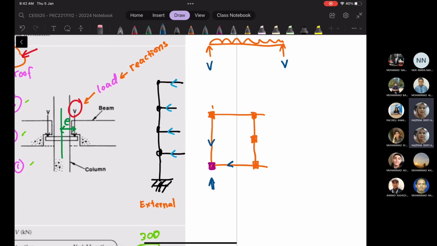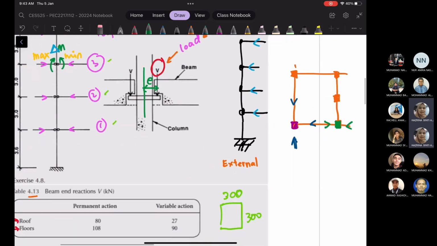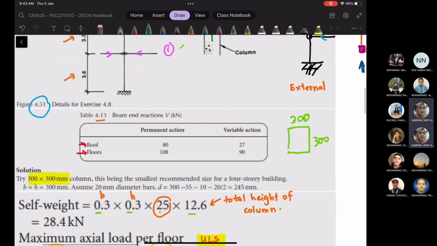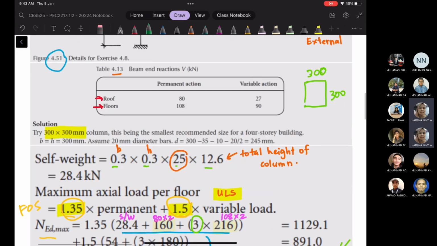Okay, in comparison to what we have in our example. In our example, let's say this is the column that we are considering. Therefore the loads will come from both sides, so there will be two directions. Okay, right. So you need to know this. In view of the design, you need to know the location of your column. So these are the loads.